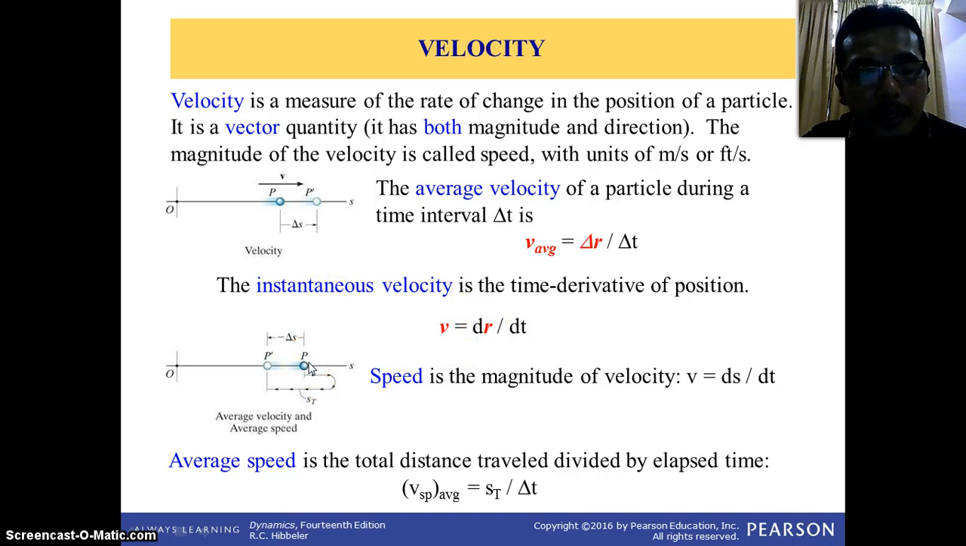So we want to find the velocity at a certain time and a certain position, and that is called instantaneous velocity. Speed is given by v equals ds over dt. The average speed is the total distance traveled divided by the elapsed time. So here the average speed is the total distance divided by the total time.